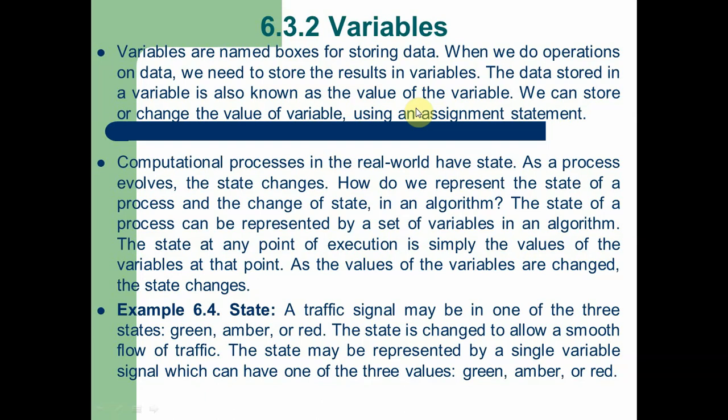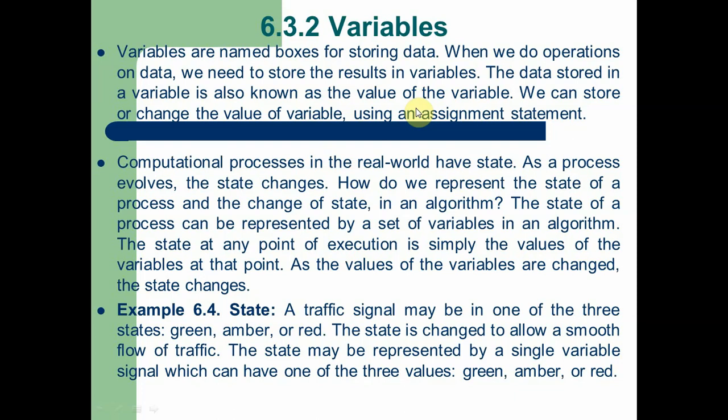As a process evolves, the state changes. How do we represent the state of the process? Here there is another concept called state. A state at any point of execution is simply the value of the variable at that point. So when the process starts, in a single memory location the value may change depending upon the instruction. Each and every time the value changes inside that memory location in the variable, that changed value is known as state.